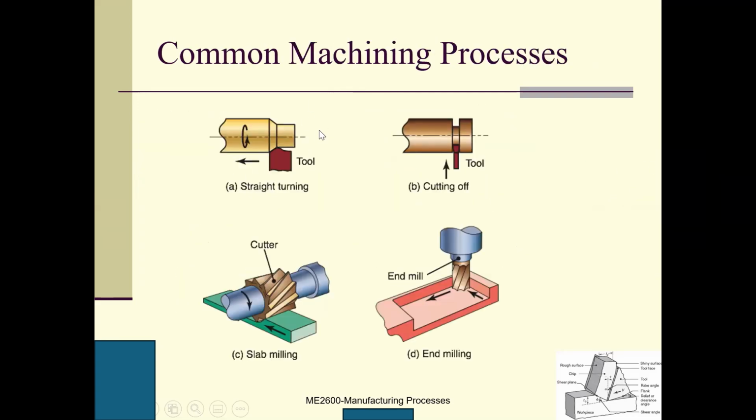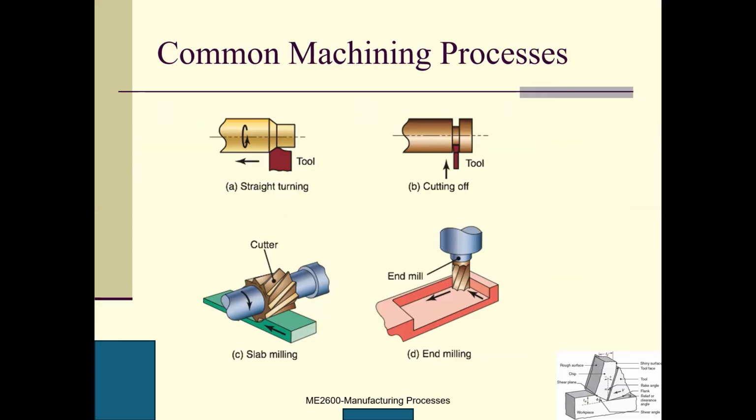Here are common machining processes. This is turning, we talked about it, and this is cutting off. This is slab milling. This guy is rotating and this guy is translating. And here is end milling. With end milling we can get very complex features.